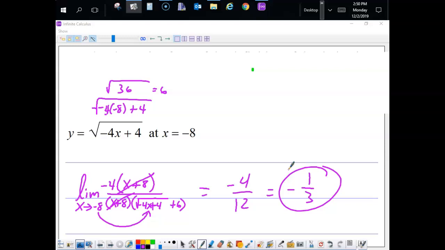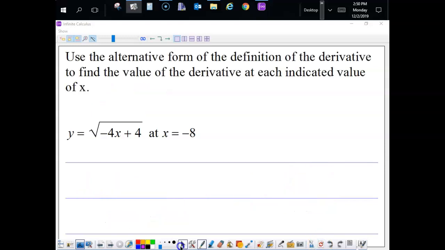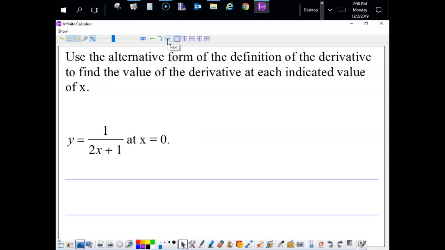Okay, so that is the limit definition of a derivative and the alternative definition of a derivative according to limits. So, oh, I've got another one here. I didn't realize I'd given you 3 of these. We'll do one more, I guess.